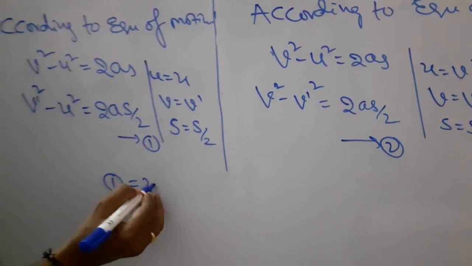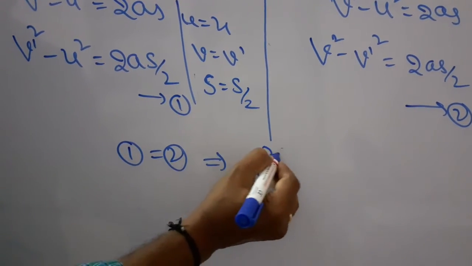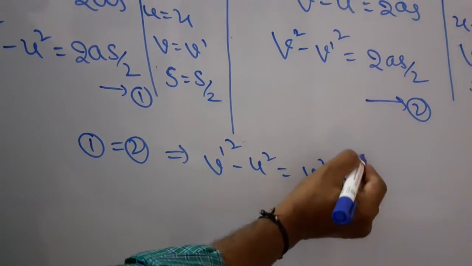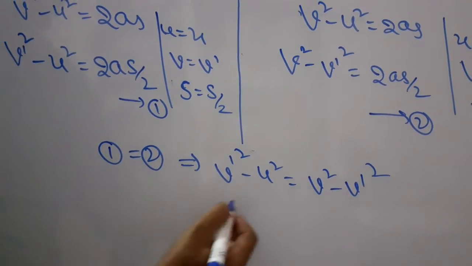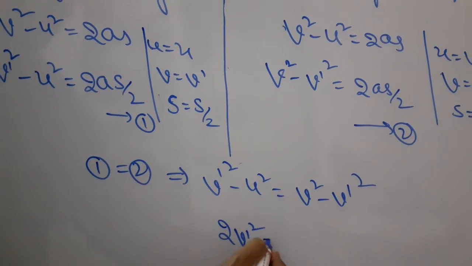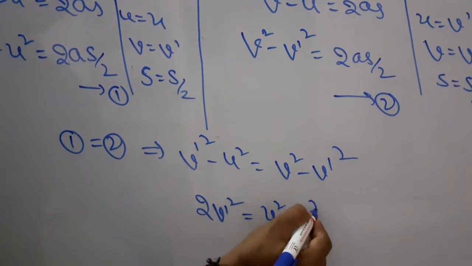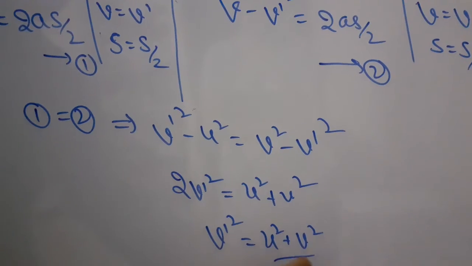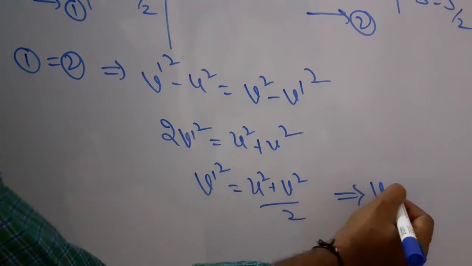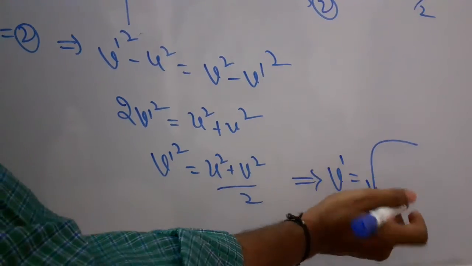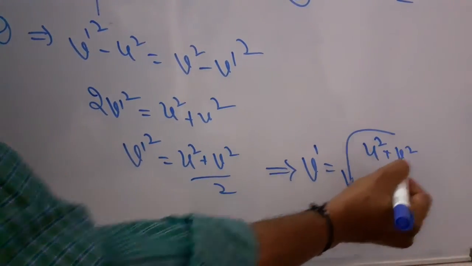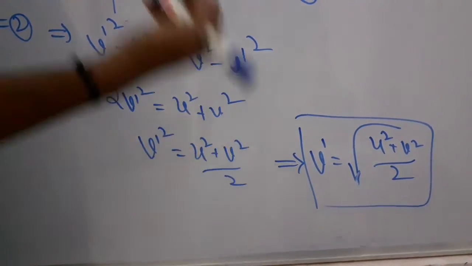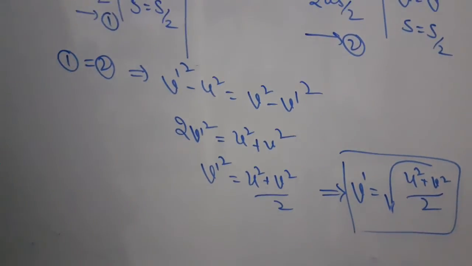So 1 is equal to 2. v dash square minus u square is equal to v square minus v dash square. Therefore 2 v dash square is equal to u square plus v square. v dash square is equal to u square plus v square by 2. Therefore v dash is equal to square root of u square plus v square by 2. So this is the result, the velocity at the midpoint.